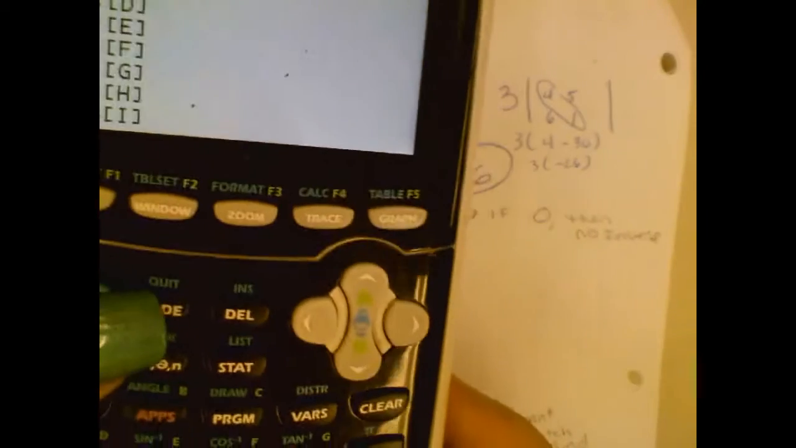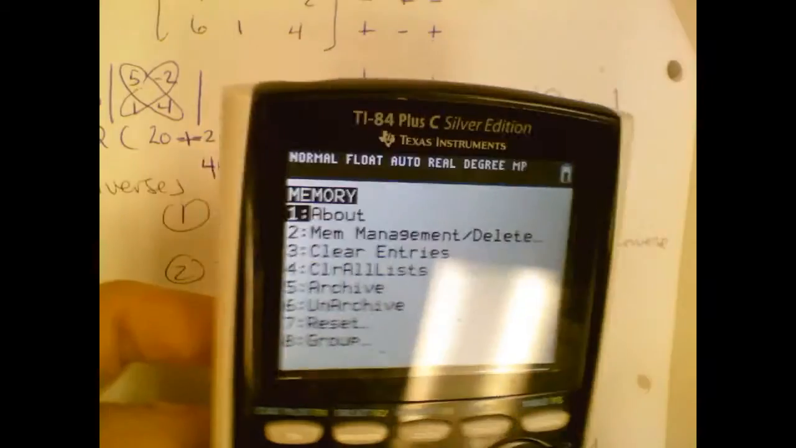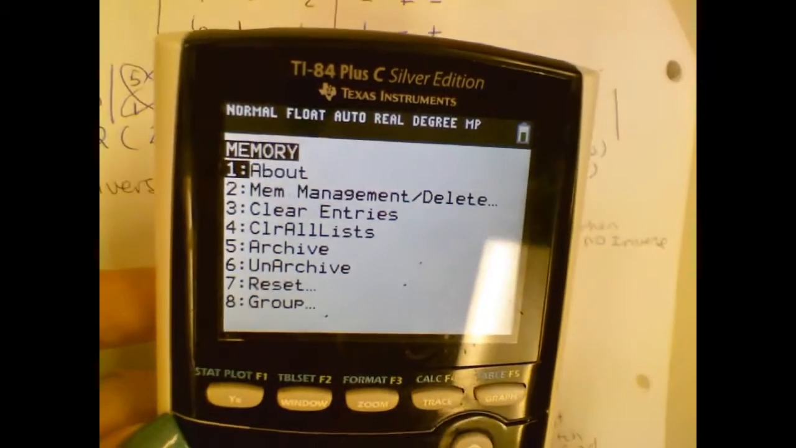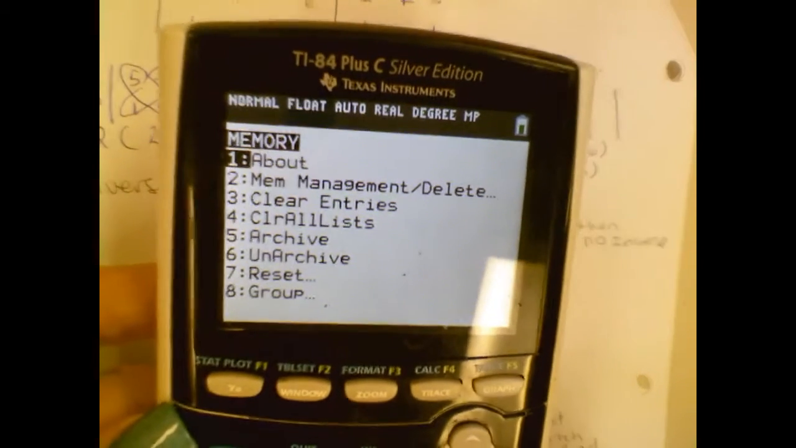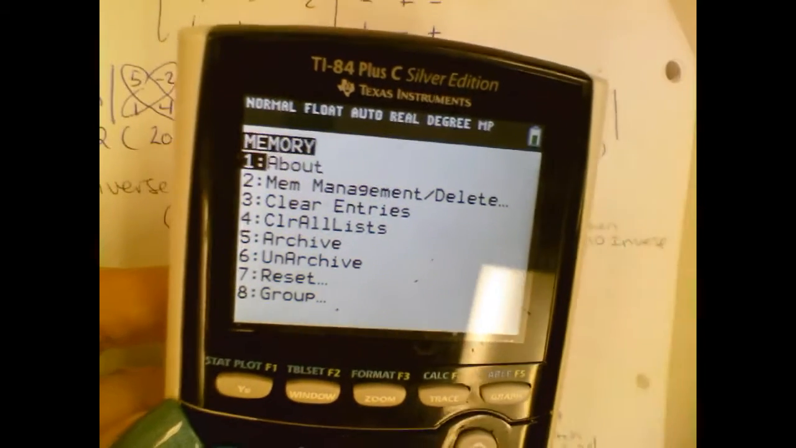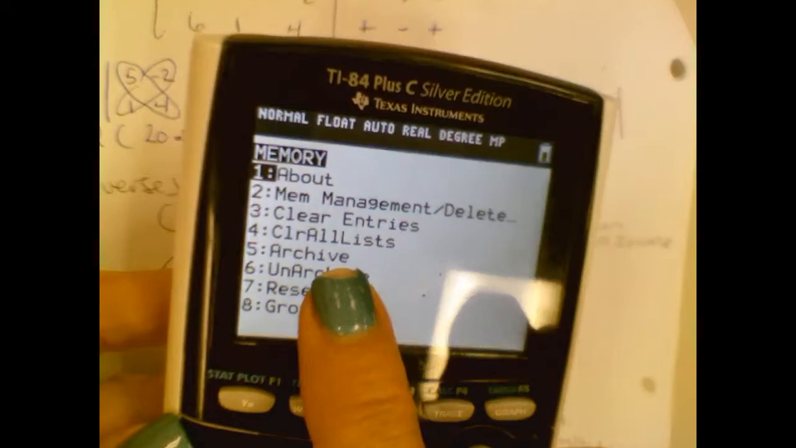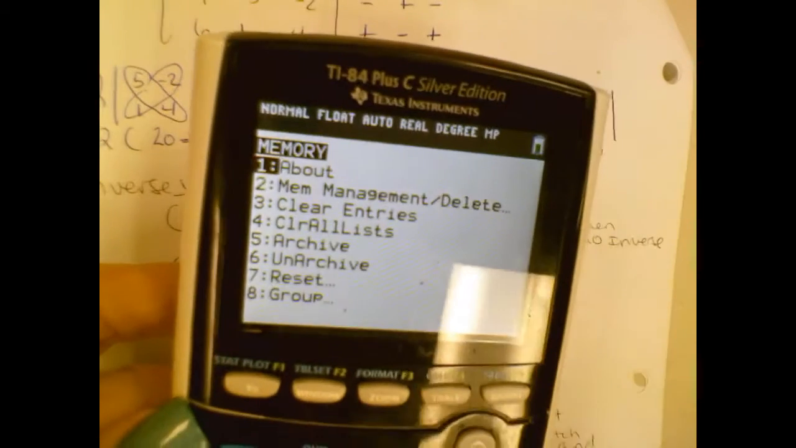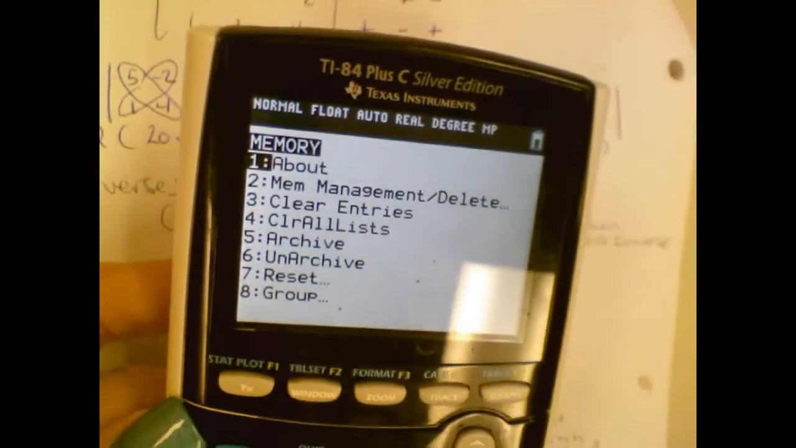I want everyone to press second plus. Now, when you press second plus, this is how you clean up your memory on your calculator. If your calculator is running slow, it means you have too many things stored in it. If you don't need them, you could clear all your lists right now. We're going to go to number 2, memory management delete. Press 2.